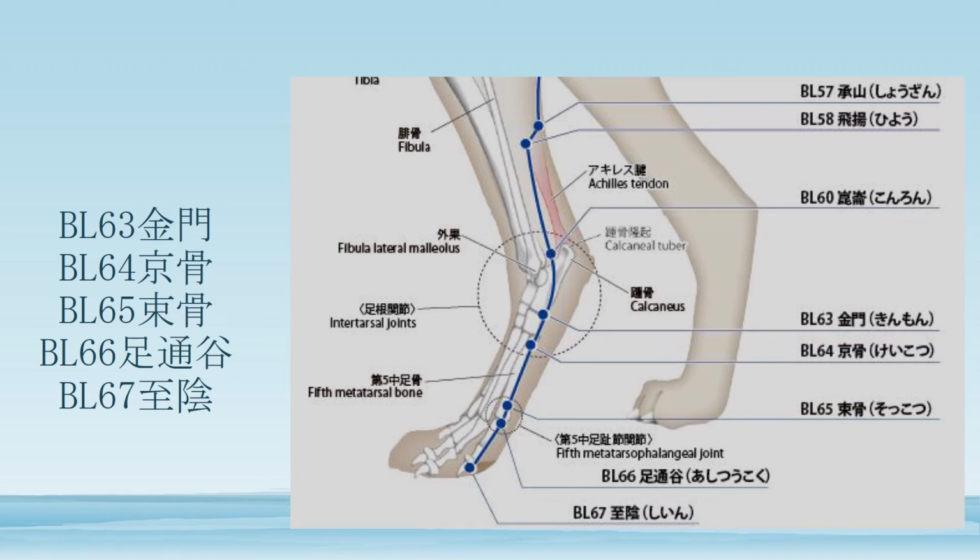And we have BL65 at the distal end of the 5th metatarsal bone. And we have BL66 at the 5th metatarsal phalangeal joint. And last is BL67 at the base of the nail on the 5th finger.